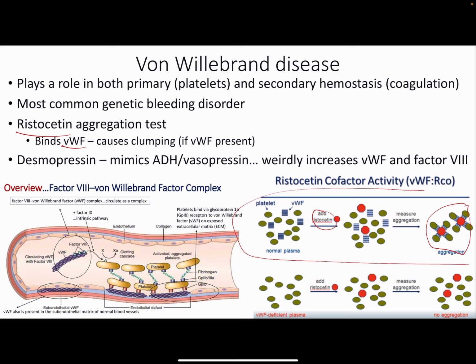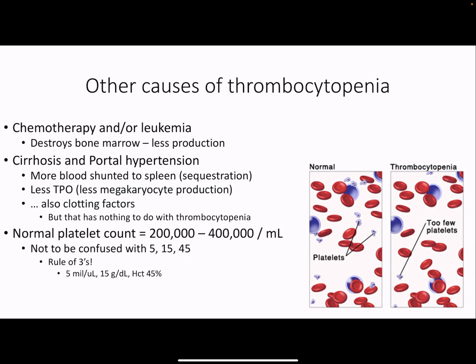However, if you are von Willebrand deficient, in this bottom picture, when you add this, it doesn't really do anything, and I don't have any aggregation. So like we saw earlier, desmopressin randomly mimics vasopressin. Well, maybe that's not random, but what's random is that it increases von Willebrand factor and factor 8.